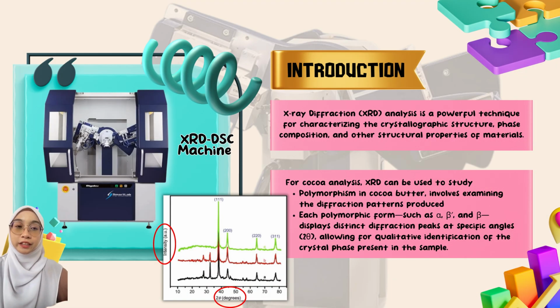X-ray diffraction, XRD, analysis is an essential technique for characterizing the crystallographic structure, phase composition, and other structural properties of materials. For cocoa analysis, XRD can be used to study aspects like polymorphism in cocoa butter, and involves examining the diffraction patterns produced when X-rays interact with the crystalline structure of the sample. Each polymorphic form such as alpha, beta prime, and beta displays distinct diffraction peaks at specific angles 2 theta, allowing for qualitative identification of the crystal phase present in the sample.